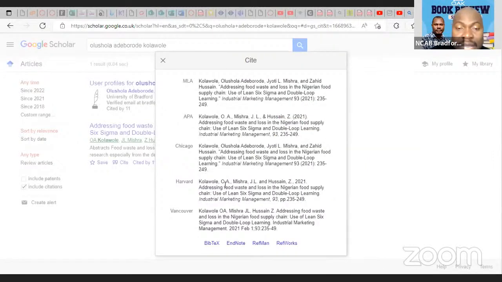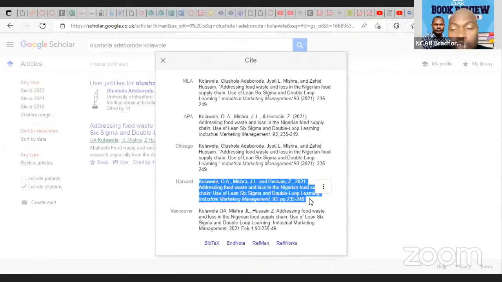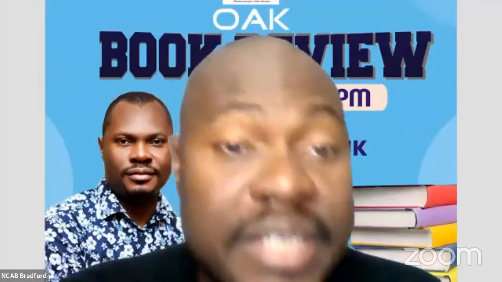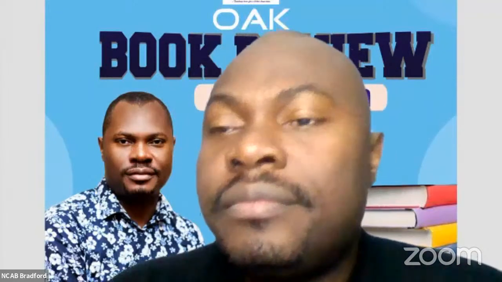Once you paste it on your referencing list, it now depends on you. For example, this is three authors. So I know that if I want to cite these people, I will use Kolawole et al. 2021, because they are more than two. That is a very simple example of how you can cite without using EndNote. I'm going to stop here to entertain questions.